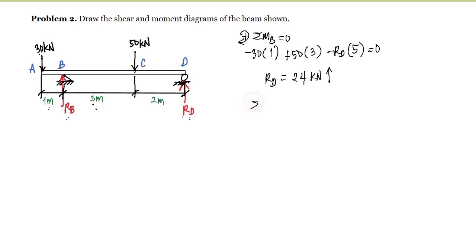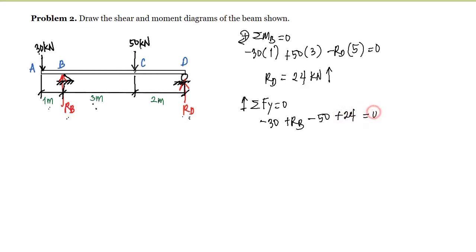In order for us to compute for the value of RB, we have to summate forces vertical is equal to 0, taking the upward direction as positive. So we have here 30, which is directed downward, so that's negative. The RB is assumed upward, so that's positive. We have here 50 directed downward, so that's negative. And this RD here, which is equal to 24 kilonewton, is directed upward. So we have here positive 24 kilonewton, and this is equal to 0.